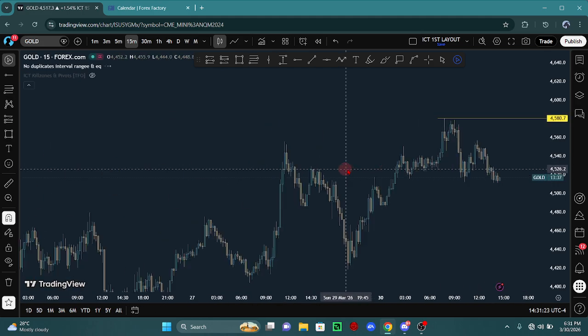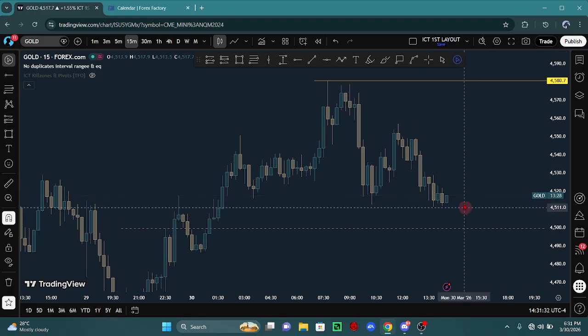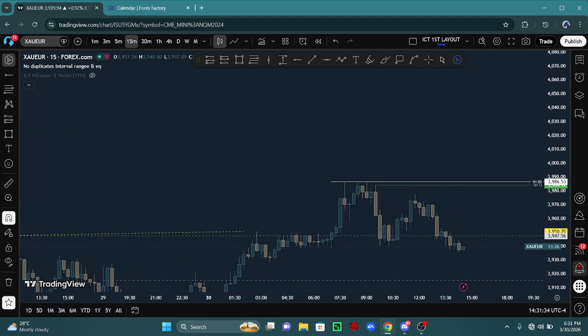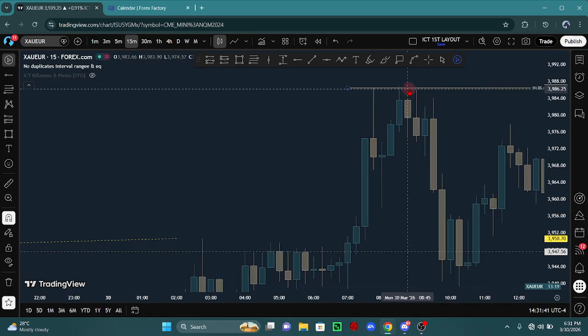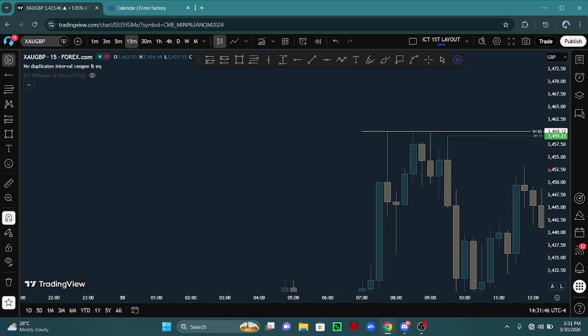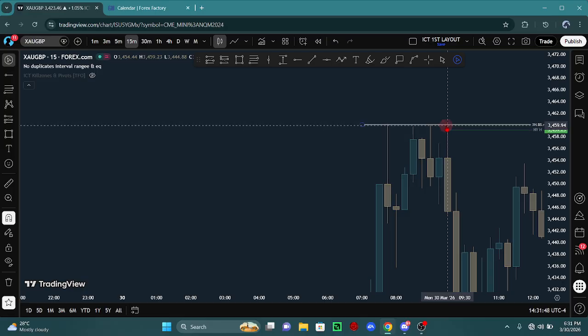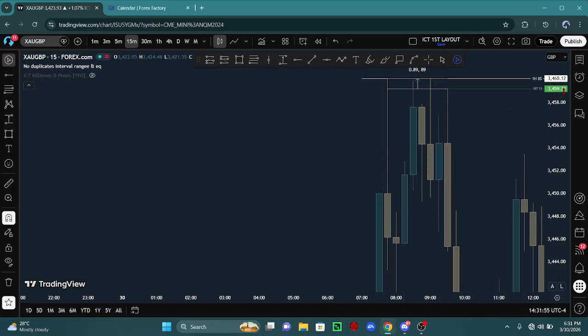If I move to the 15 minutes, you see this is the 9:30 candle. I was waiting for it to sweep this high, but it failed to. You can see that on gold, and if you check EUR, it also failed to sweep the highs here. You might think gold swept it, but gold never swept it. There's a small distance in between, and if you measure the pips, that's like 0.89 pips.